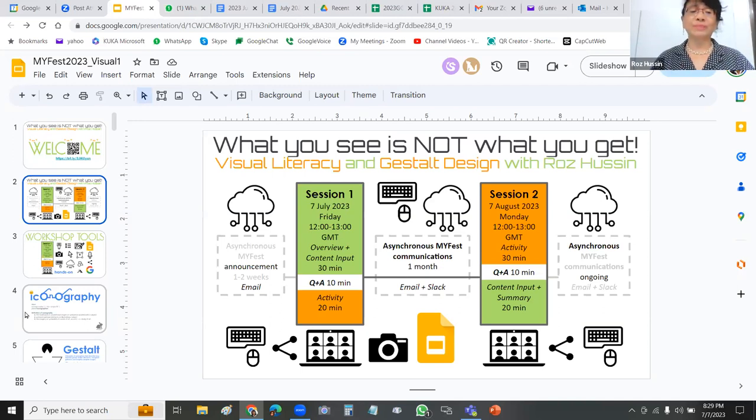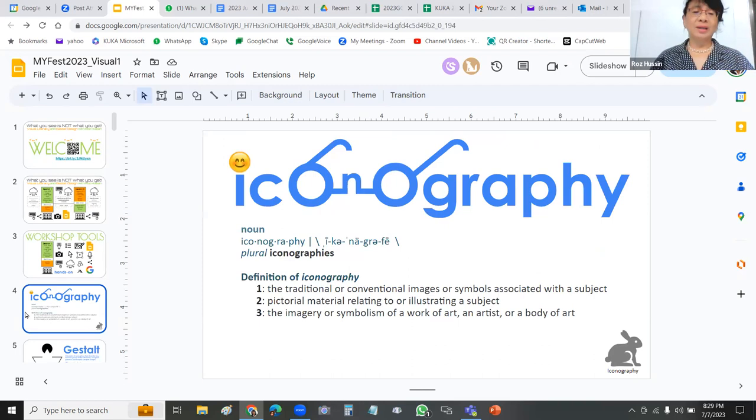But I'm going to ask you something. Slide 4. There are a lot of words on this slide. Did you feel overwhelmed with this slide, Irene? I only saw iconography and the rabbit. The rest I didn't bother, and the smiley face. Absolutely, but that is the objective.